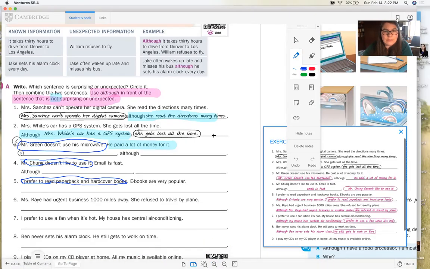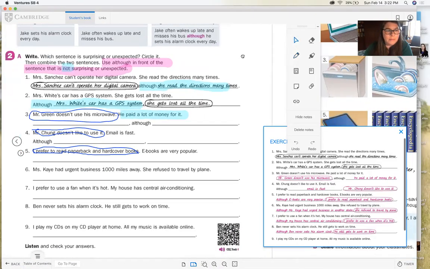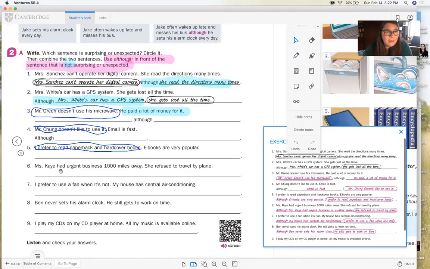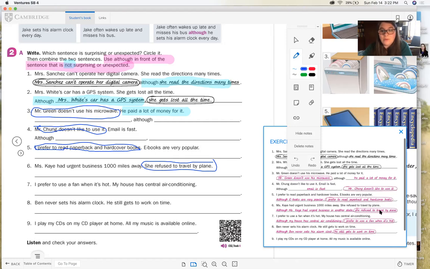Number 6, let's see if I can move this without messing it up. Okay, Mrs. K had urgent business 1,000 miles away. She refused to travel by plane. What? This is surprising, right? Like our other example. So, although Mrs. K had urgent business in another state 1,000 miles away, she refused to travel by plane. That's surprising.